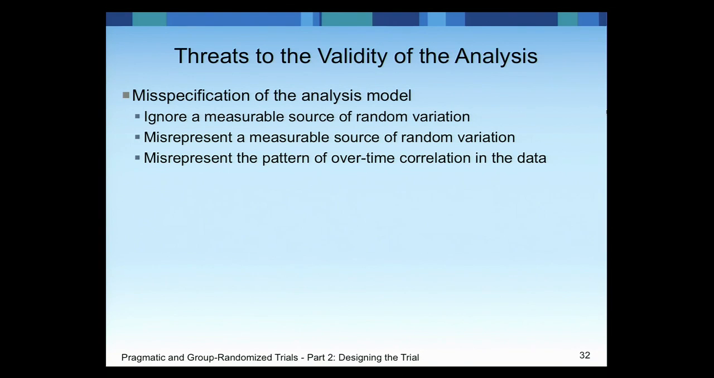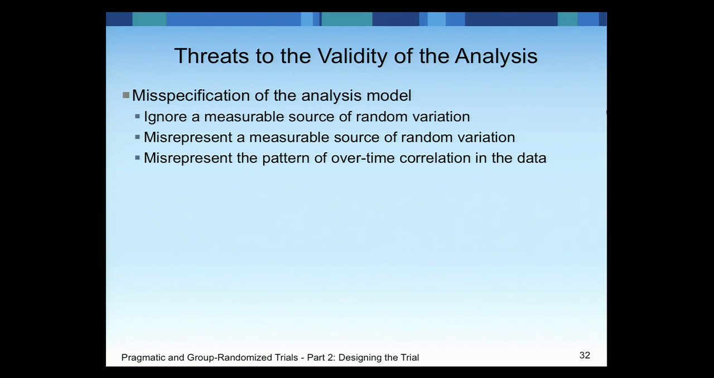so that's something you want to avoid. A second way of misspecifying the analytic model is to misrepresent a measurable source of random variation. So if your outcome is a 0-1 variable or a binary variable, you don't want to use methods that fit a linear model and assume Gaussian data. You want to use something that accommodates logistic regression in some form or some other technique that will work. So you need to pay attention to the measurement scale that's used for the outcome variable in the study.